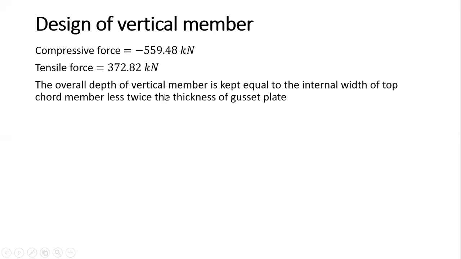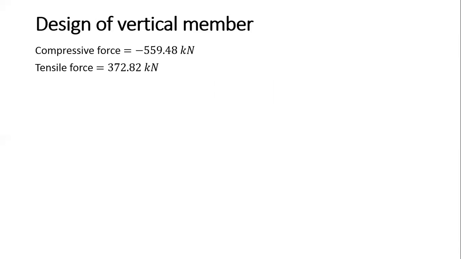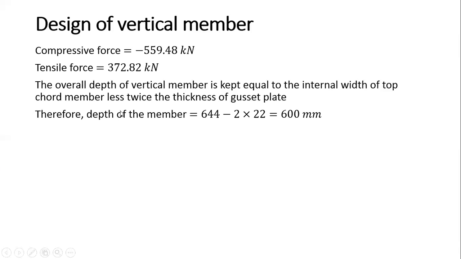Now consider this: how much is the depth required for the vertical member? Remember the top chord member has a depth of 644, having width as 644. Now in this 644, 600 is the gap between the two members and 22 millimeter gusset plate on the two sides. So I have to choose the depth of the member as 644 minus, just remove the gusset plates, so that this member, that is the vertical member, fits directly into the top chord member. That's why I reduce it. So 644 minus 2 into 22, that is 600.